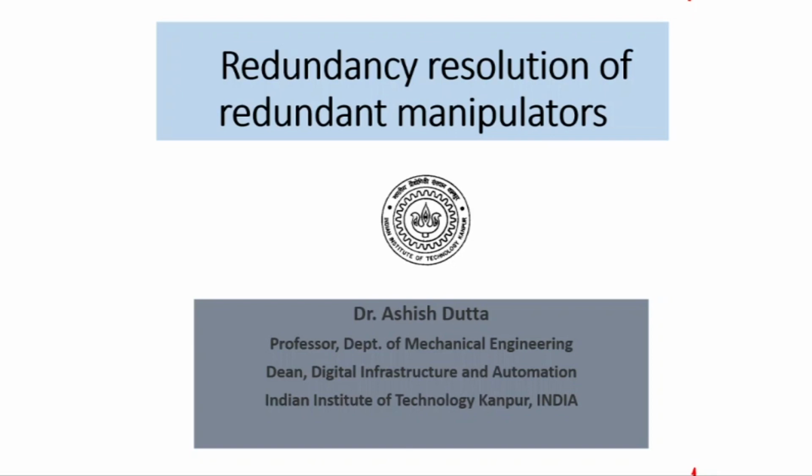So today we'll move on to the next topic, which is kinematic redundancy resolution of redundant manipulators. That is, manipulators which have more degrees of freedom than what is required to do a particular task. As I was explaining, redundant manipulators are those that have more degrees of freedom than what is required to do a task. So redundant here basically means that it has more DOF than required to do a task.